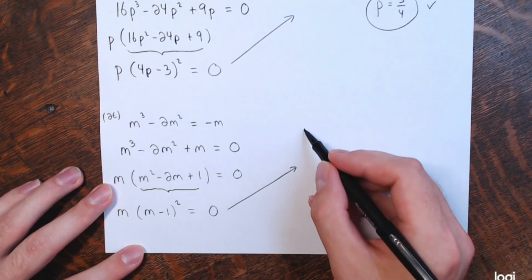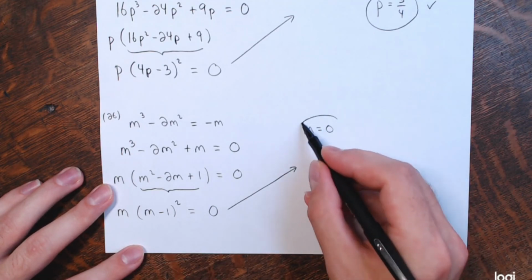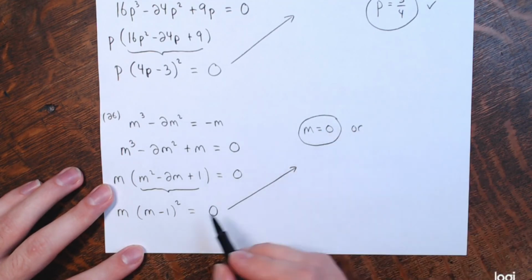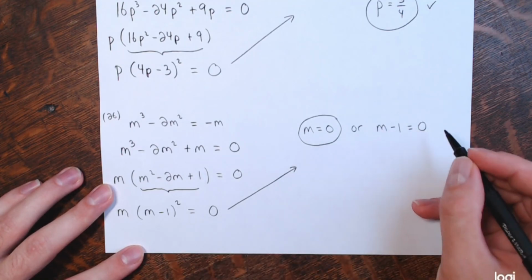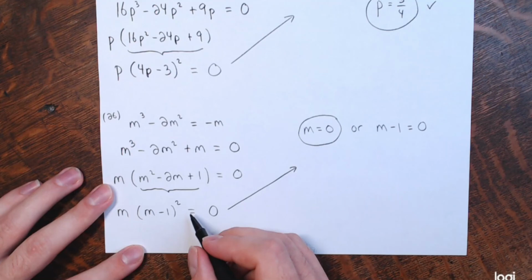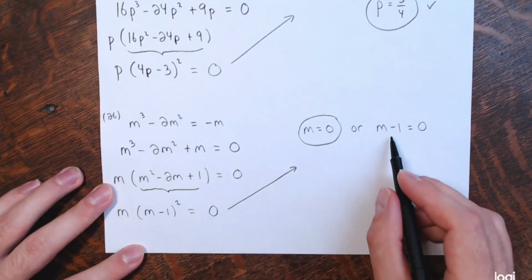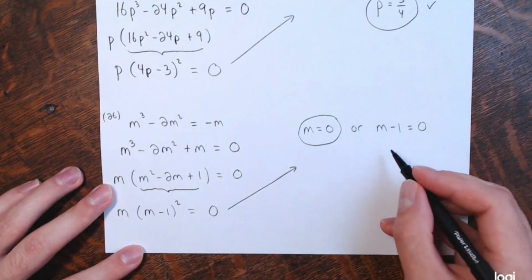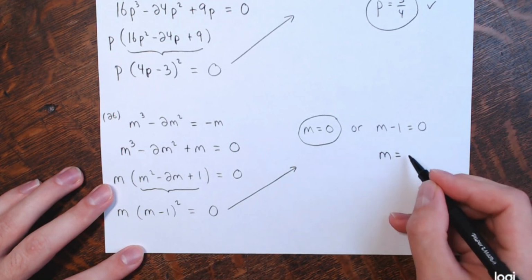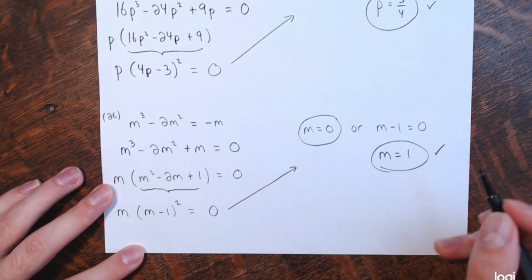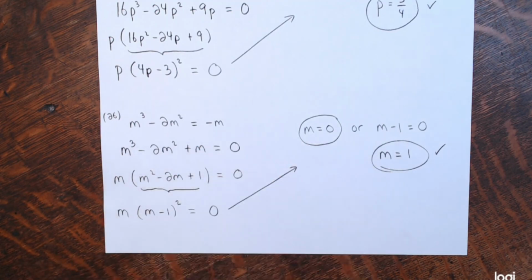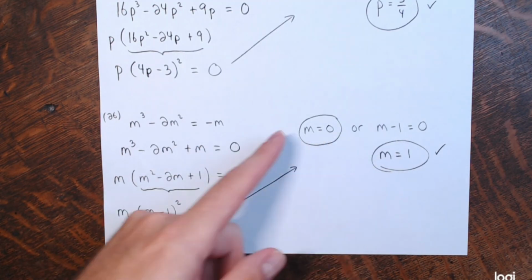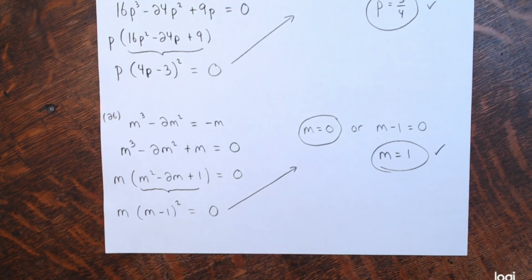So either m equals 0, which is one solution, or the other factors. m minus 1 could be equal to 0, or the other factor, m minus 1, could be 0. But again, I don't need to write that twice. Solving this second equation, I get m equals positive 1, and then check those. We get these two solutions: 0 is a solution, 1 is a solution. Plug them back into the original statement for m, and you should see a true statement.